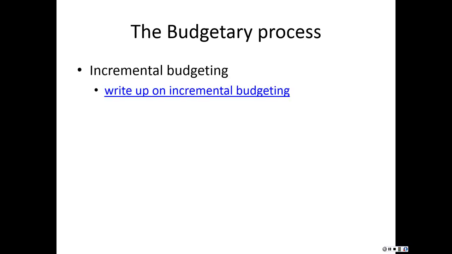We're almost done, guys. The budgetary process. There are two ways we can look at this. The first way is incremental budgeting. Incremental budgeting is simply a method where we base an agency's budget request on past appropriations plus increases to cover inflation and increased demand for their services.